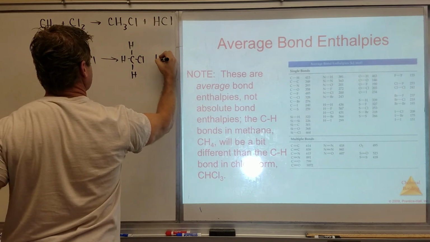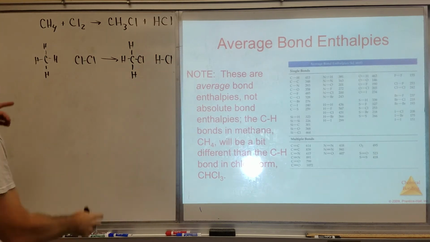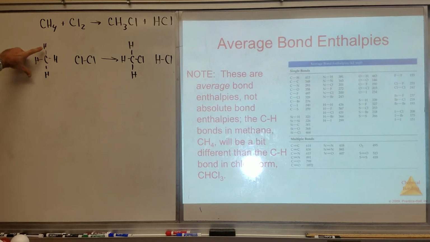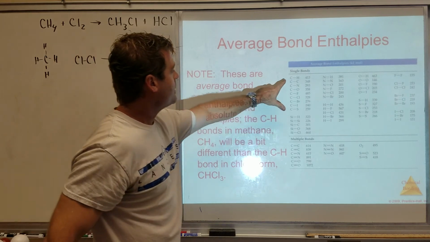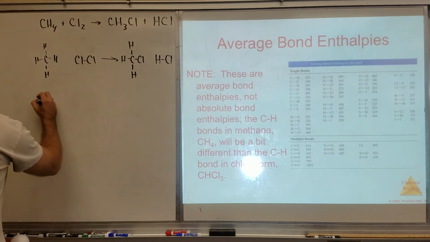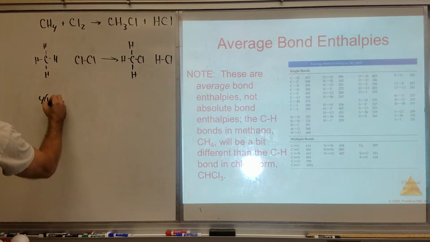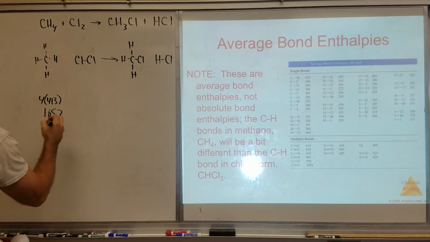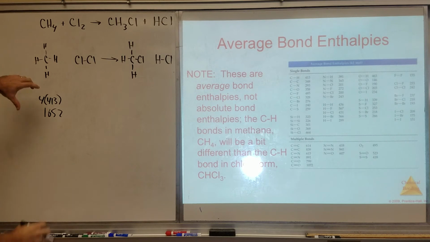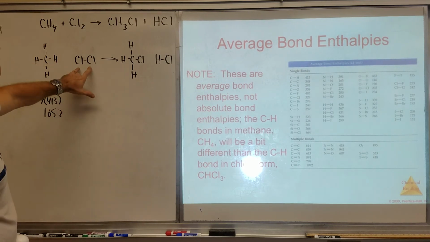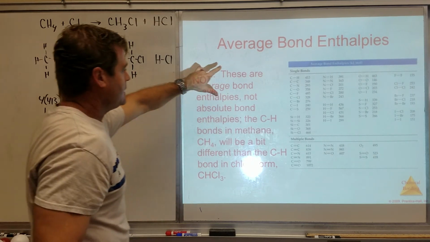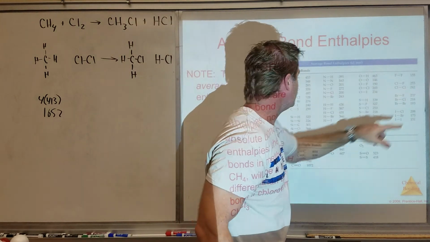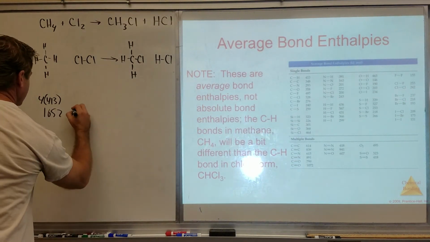So what I could first do is just show all of my bonds breaking. I have a carbon-hydrogen bond, and how many of those do I have? I have 4. Carbon-hydrogen bond is 413, so I go 4 times 413, and that's going to be 1652. So it's going to require that much energy to break all of my carbon-hydrogen bonds, and then I need to break a chlorine-chlorine bond. I look at chlorine-chlorine, that is located right here, 242, and there's only one of those, so that's 242.